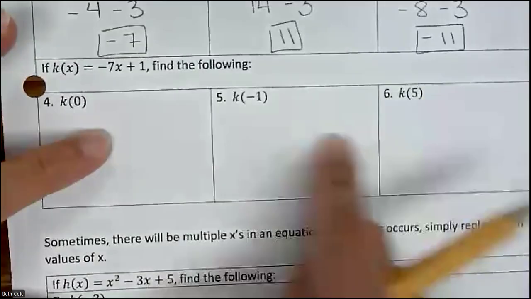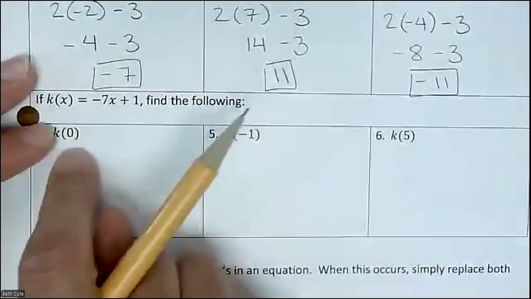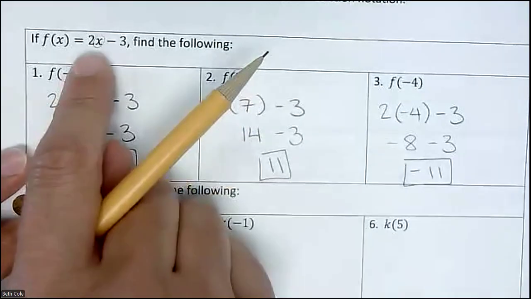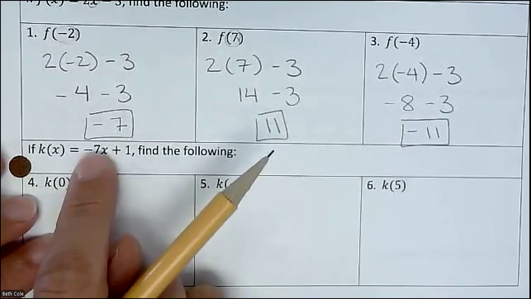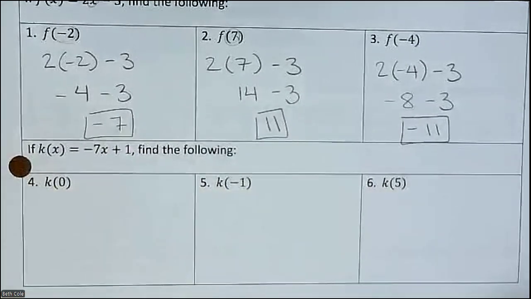I'm going to skip these next ones because it's the exact same thing. It's called K instead, but it's the same process. You would take 0 and plug it in for x. Take negative 1 and plug it in for x. Take 5 and plug it in for x.